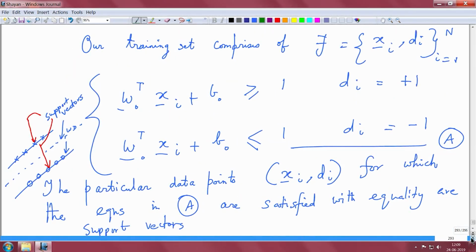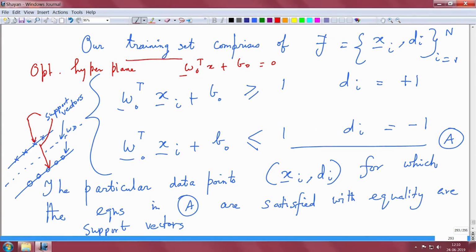Now, our training set comprises this set of points xi, di, where di is a label which is +1 or -1, and xi are the set of points from i equals 1 to n. Now, let us see the geometry of this problem. We said g of x, which is W naught transpose x plus b naught, is the optimum hyperplane. If it is equal to 0, then this is the equation of this plane.